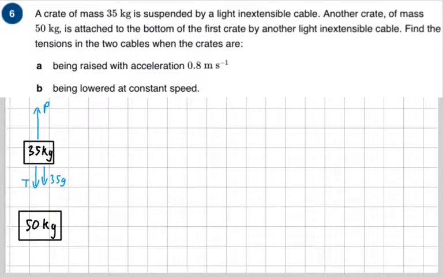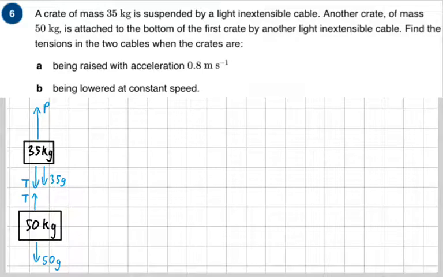pulling down is going to be the tension caused by the weight, the 50 kilogram weight below, and the actual weight of the 35 kilogram mass. So you've got two forces pulling down on that. Pulling up on the 50 kilogram one, you've got the equal and opposite tension of the rope connecting the two. And of course you've got the 50 kilograms weight as well acting down here below. So there's our complete force diagram for each object.